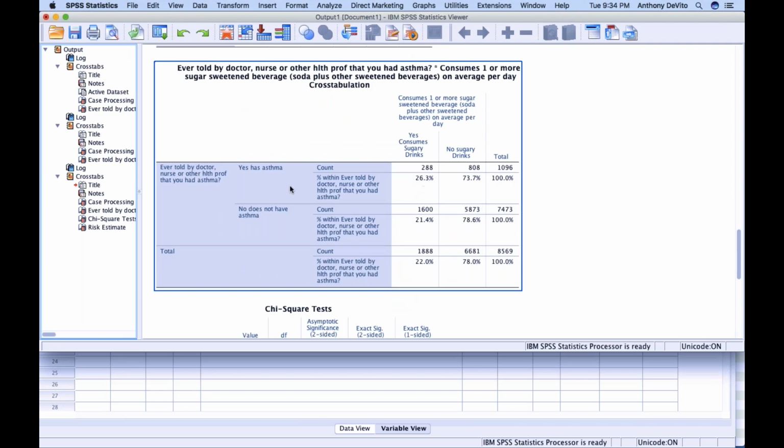So here's our table. And our table says that people who said yes, they have asthma, 28.6% of those people consume sugary drinks. Among people who don't have asthma, only 21% consume sugary drinks. Well, that's interesting, isn't it? It seems like people who have asthma are more likely to consume sugary drinks. Kind of a little bit of a surprise, right?